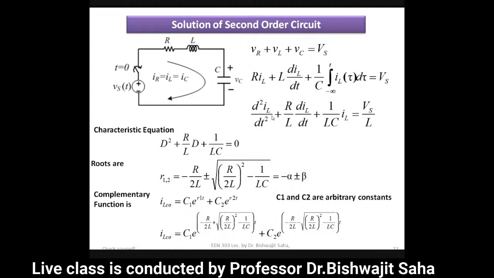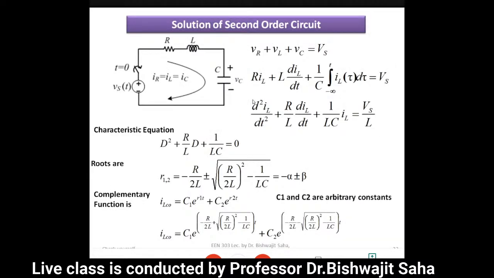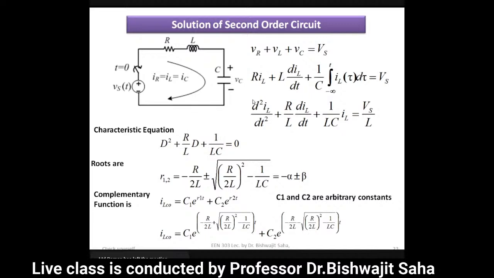Sir, in the third line, R dIL by dt... The third line is divided 1 by L. This is the third line. Is the equation all right, or is there any mistake? In the right side, I think, sir, it's 0, sir.